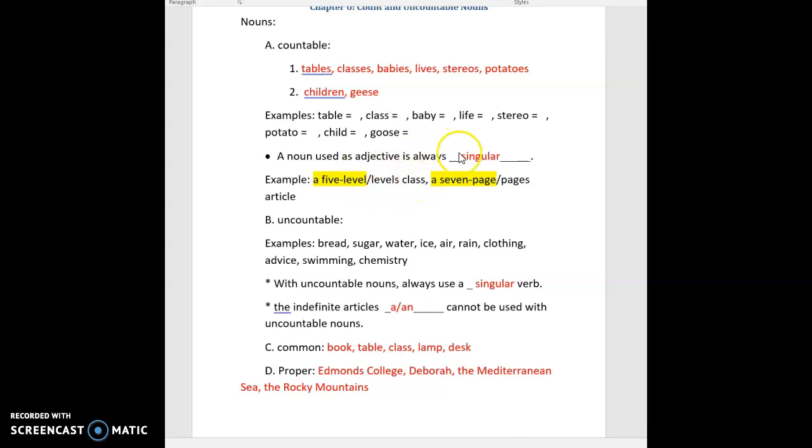So a noun used as an adjective is always singular. We don't say a 7 pages article. We do not say a 5 levels class. Similarly, we would say, I live in a 2-story house, not 2 stories.